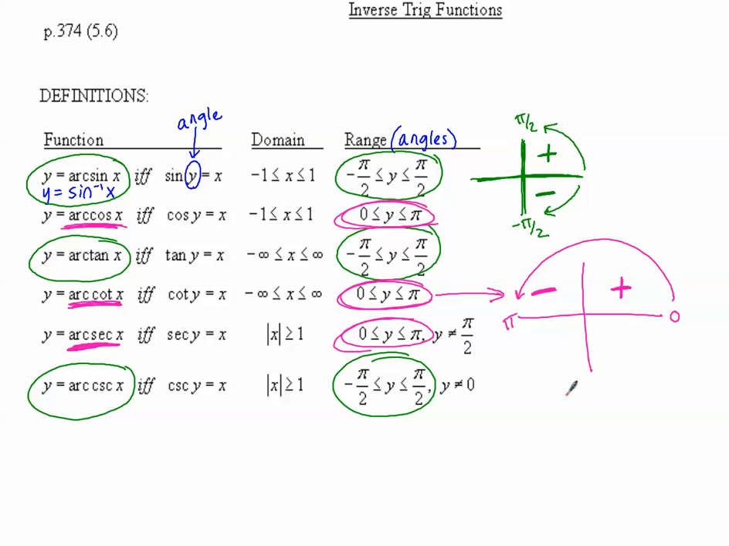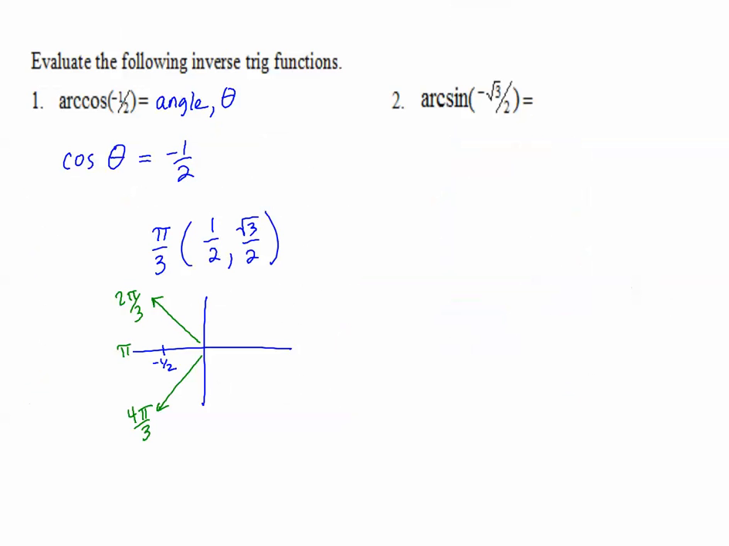So we remember that the cosine is positive here and negative in this quadrant. We're not looking at this part of the unit circle, only from 0 to pi, just the top part of the unit circle. Well, where is the cosine negative? And we said 2 pi over 3. So our value for theta, or the arc cosine, is 2 pi over 3.